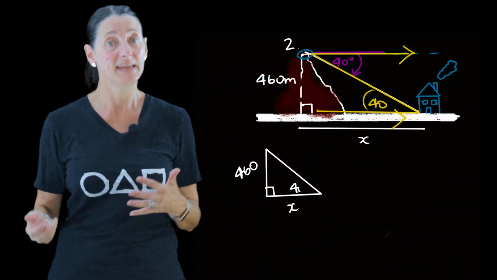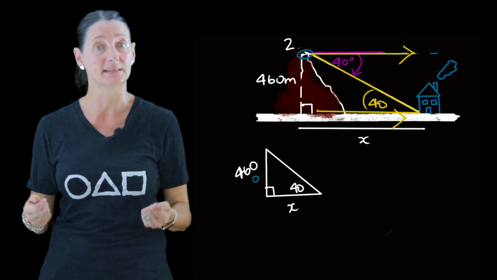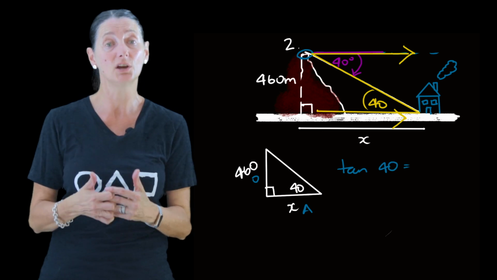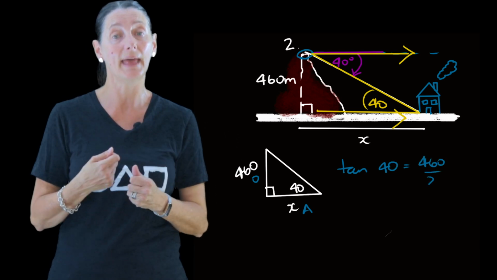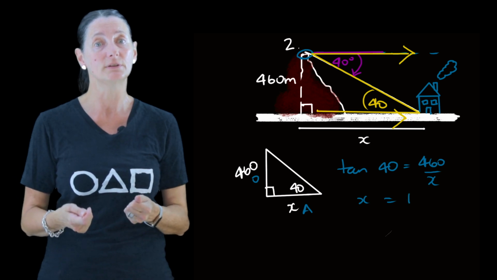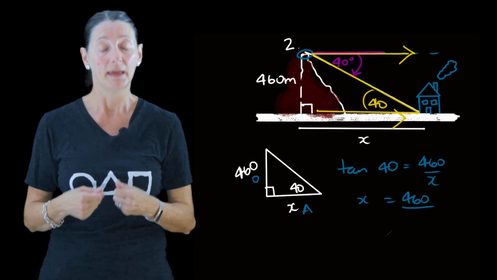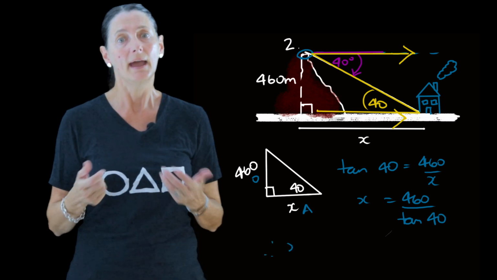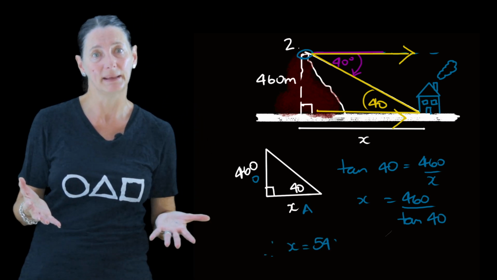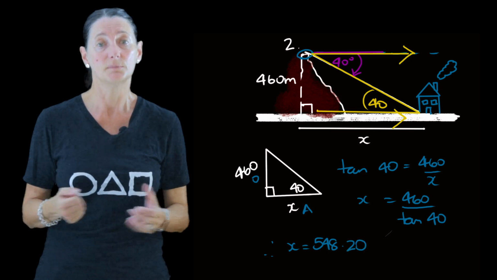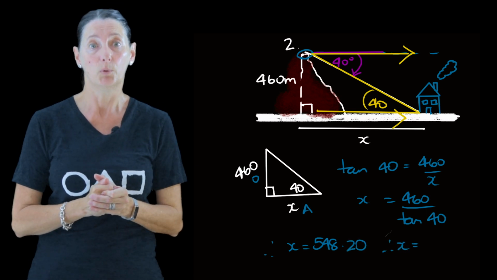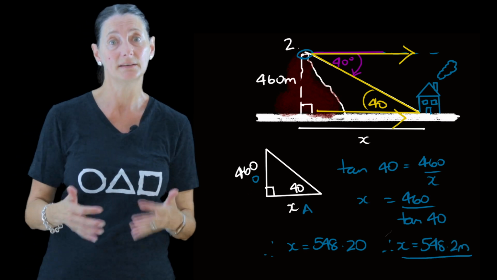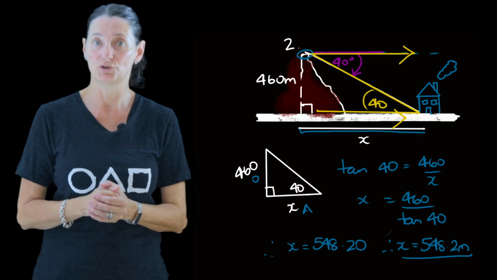So once again, tan of 40 is equal to 460 over x. My unknown is in the denominator, so if we remember, when my unknown's in the denominator, I swap them around. So I'm going to have the equation x equals 460 over tan 40. If I punch that in my calculator, I get a value of 548.20, and once again, I'm going to round it to one decimal place this time, just to be a little bit more accurate. So my final answer is 548.2 metres. That means the horizontal distance from the house to the lookout is about 548.2 metres.